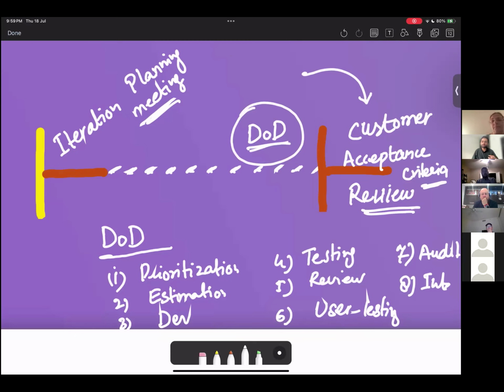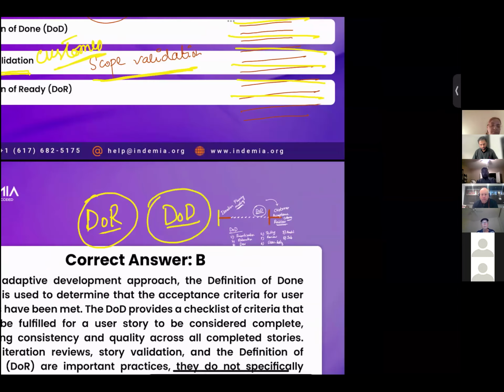So DOD is from the team's perspective, the completion from all aspects. The work is accepted by the customer in iteration review. Once that is done, you hand over the product. Handing over and delivering the product to the recipient, only then is the work considered complete in all aspects, okay? So what you are referring to is done after iteration review. We're talking about done from the team's perspective, before that. All right, so next question.